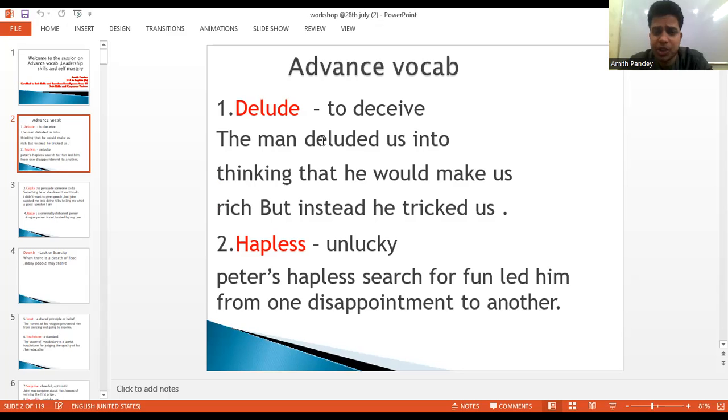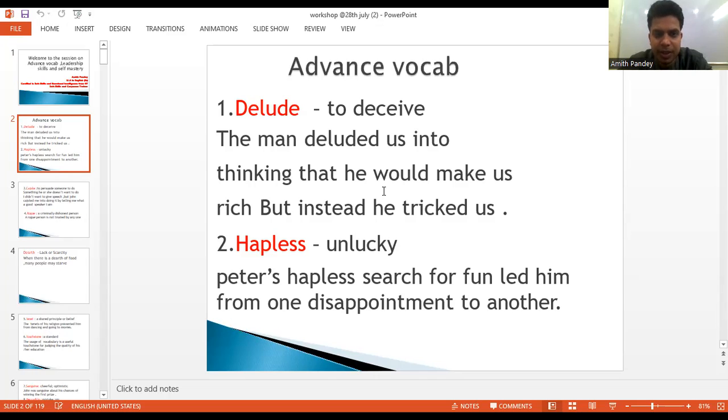So delude means to deceive. Deceive means to cheat. And as you can see in the sentence, the man deluded us into thinking that he would make us rich, but instead he tricked us. It means he cheated us.